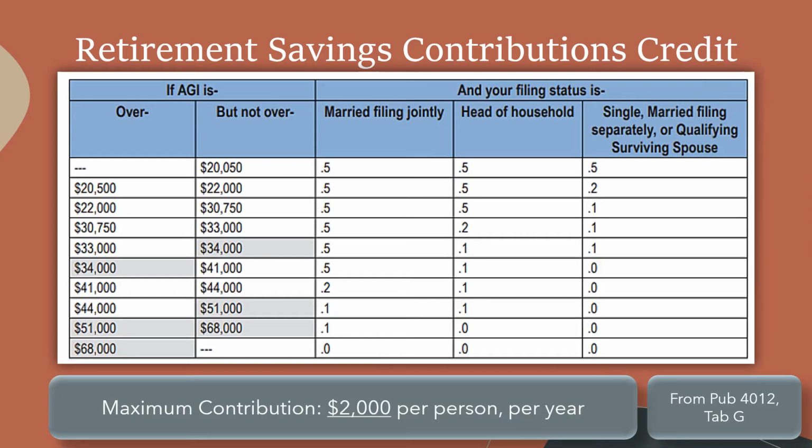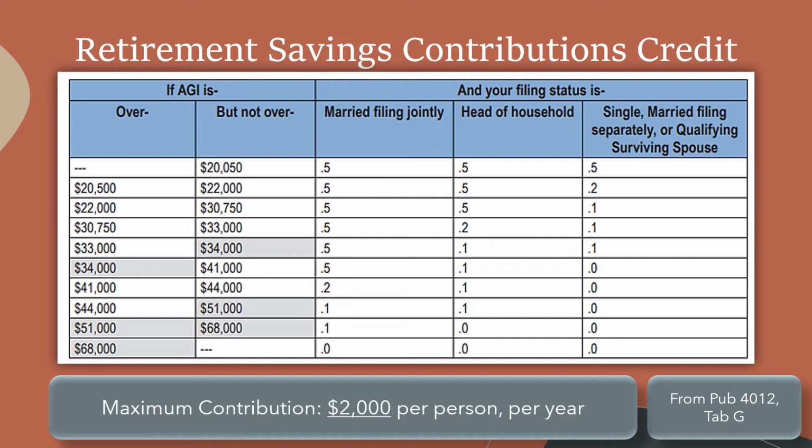And then the maximum contribution that can be counted towards this credit is $2,000 per person per year. This little chart comes from Publication 4012, tab G, and it goes over the calculation. TaxSlayer is going to do the calculation, but it's important to be aware of what the credit might look like when you're done putting in the information.